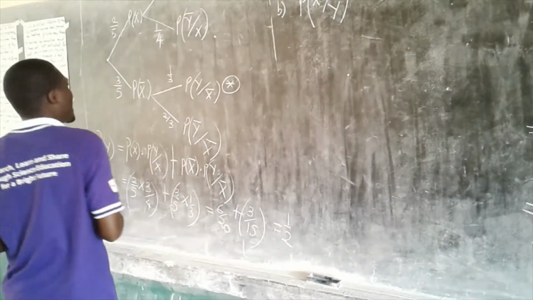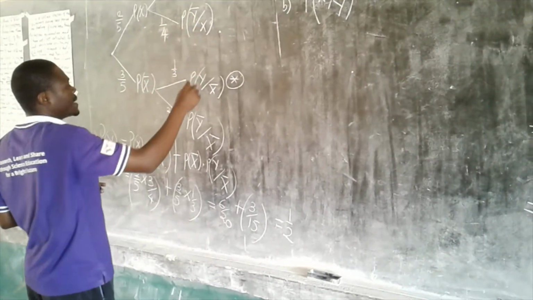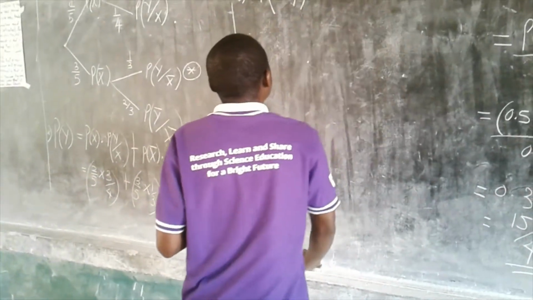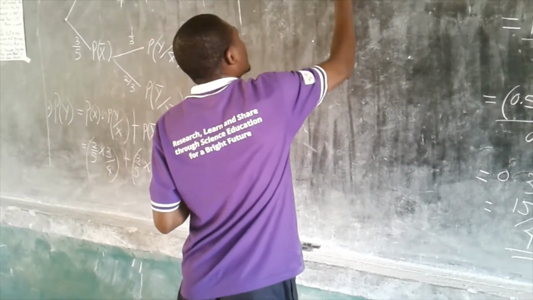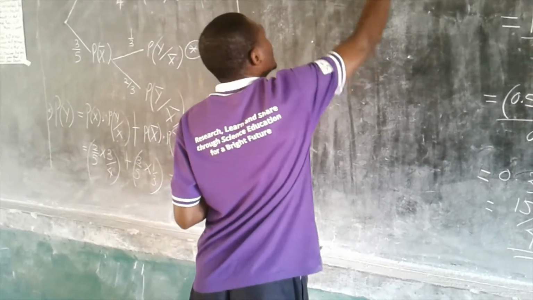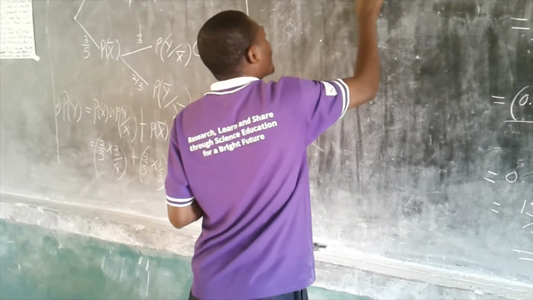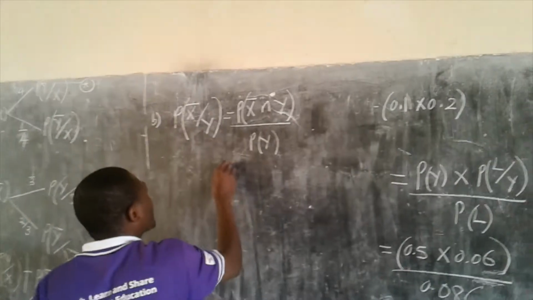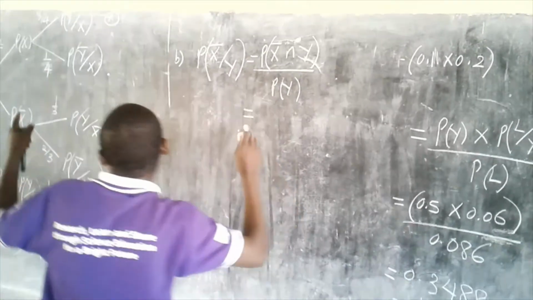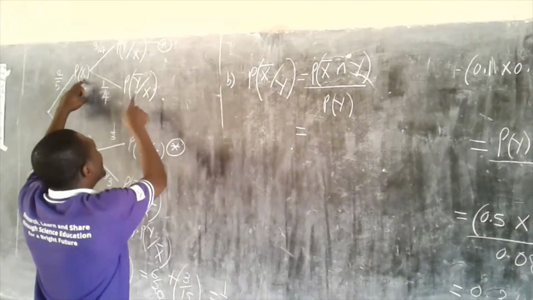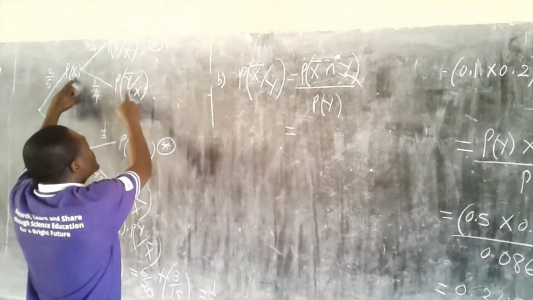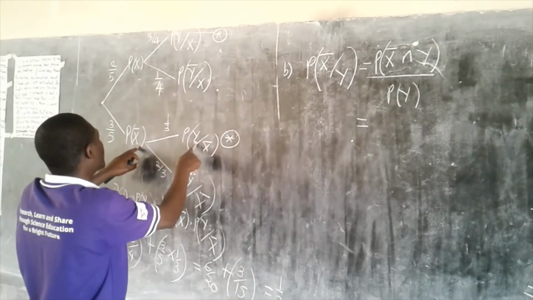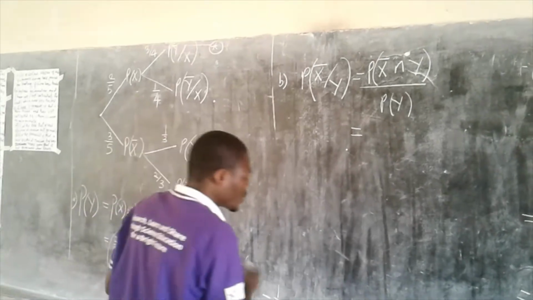Probability of x bar given y, here we don't have, but we can say that this is the same as probability of x bar intersection y over probability of y. But probability of x bar is probability of the complement of x times y. And on our tree, we have probability of x and y. But we need x bar and y, which is probability of x complement intersection y.